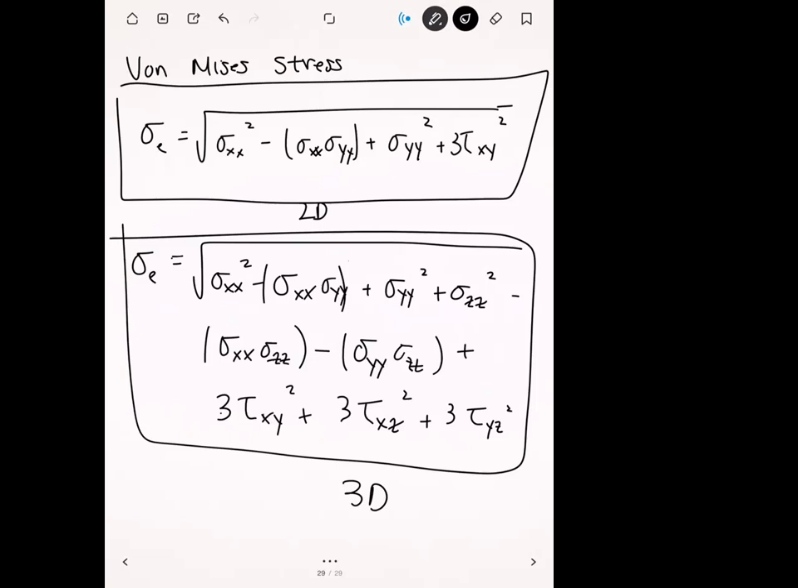Practically speaking, you don't actually have to know what this formula is, at least not for this class. What I want you to know is how we actually use this stress. We'll touch on this in the activity next week as well. The way we usually use this equivalent stress is to determine whether or not our structure is going to fail or break.